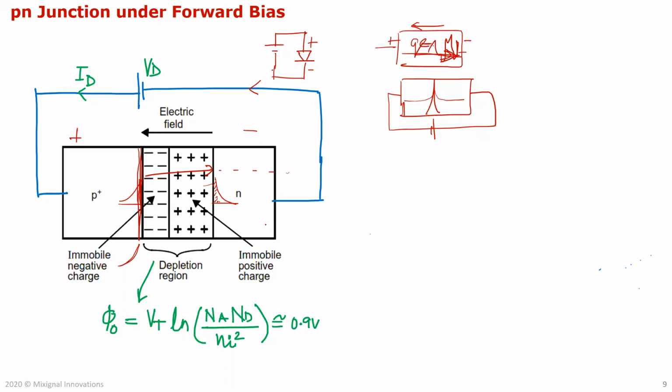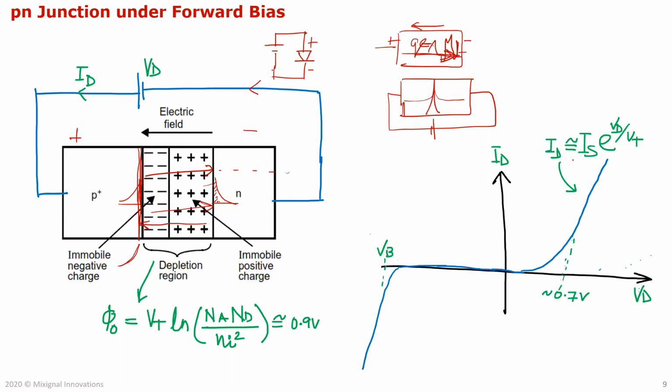Because of these two mechanisms, you get electron flow in this direction and hole flow in this direction, and that gives you the current, which follows this equation here, which all of you are familiar with. Some IS times approximately 1 minus e to the power of the voltage across the diode over VT, after a certain voltage. When the voltage is really small, it doesn't give you much of a current.